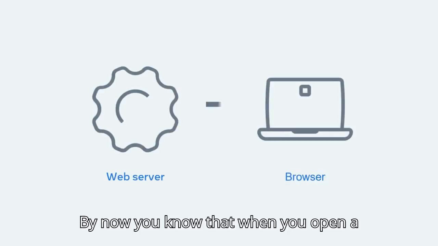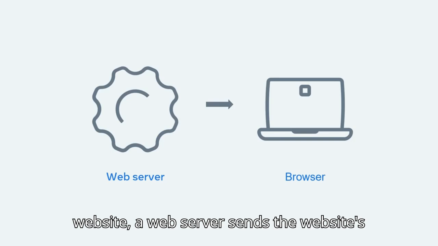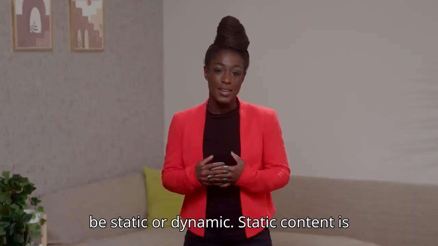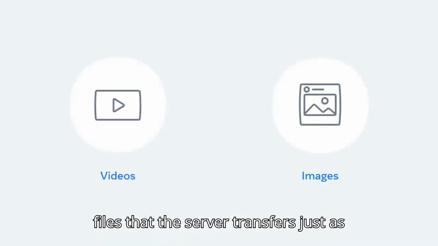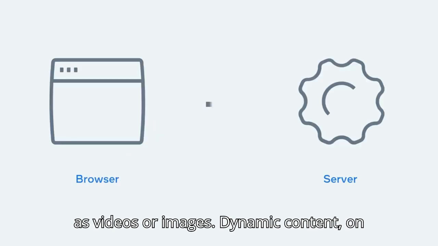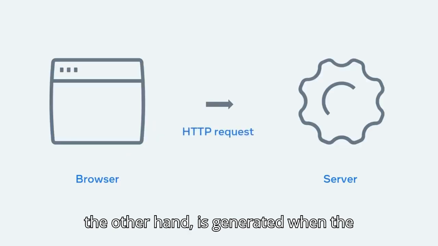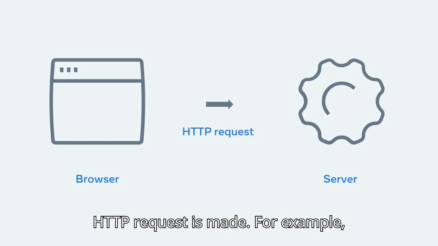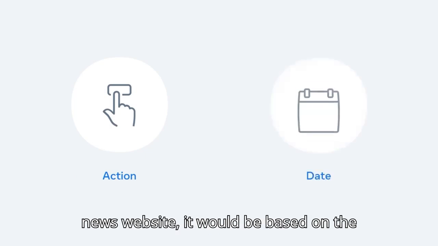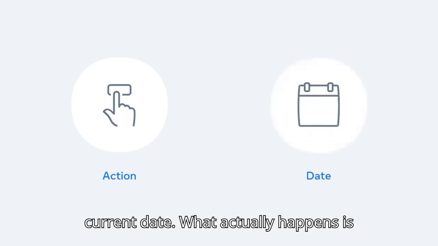By now, you know that when you open a website, a web server sends the website's content to your browser. The content can be static or dynamic. Static content is files that the server transfers just as they are stored on the web server, such as videos or images. Dynamic content, on the other hand, is generated when the HTTP request is made. For example, the content may be generated based on input from a user, or when you visit a news website, it would be based on the current date.